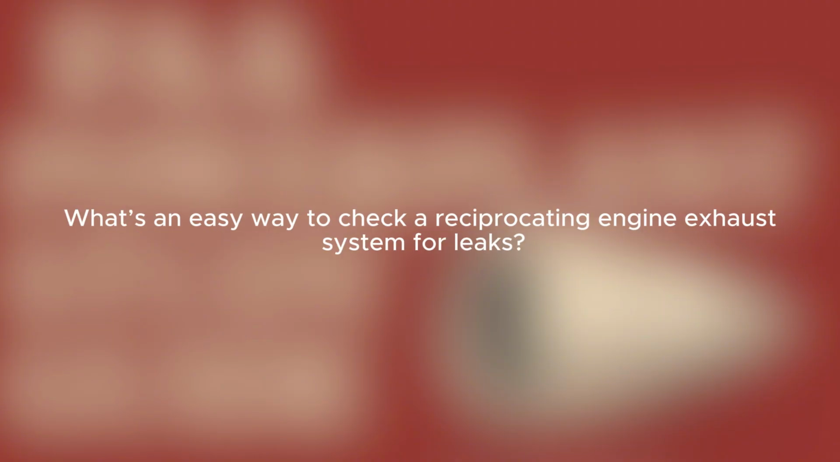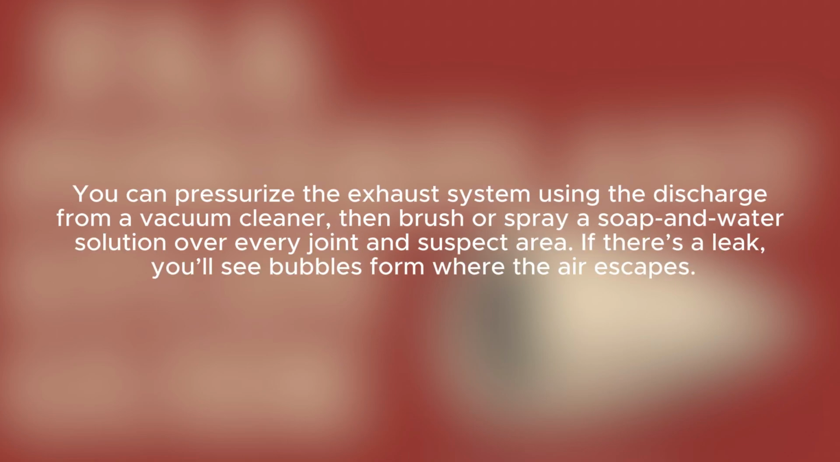What's an easy way to check a reciprocating engine exhaust system for leaks? You can pressurize the exhaust system using the discharge from a vacuum cleaner, then brush or spray a soap and water solution over every joint and suspect area. If there's a leak, you'll see bubbles form where the air escapes.